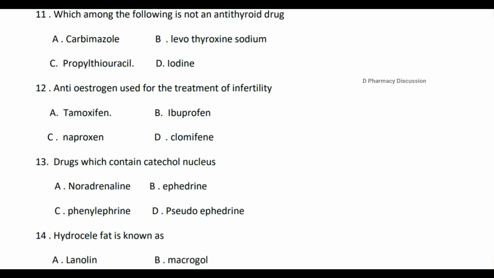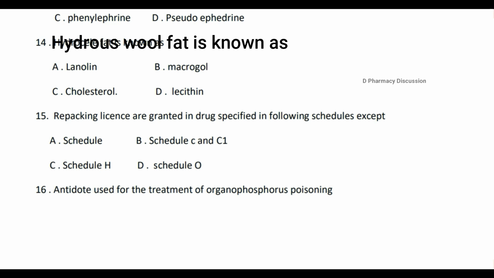Then 13. Drugs which contain catechol nucleus. Option A. Noradrenaline, B. Ephedrine, C. Phenylephrine, D. Pseudoephedrine. Correct answer is option A. Noradrenaline.